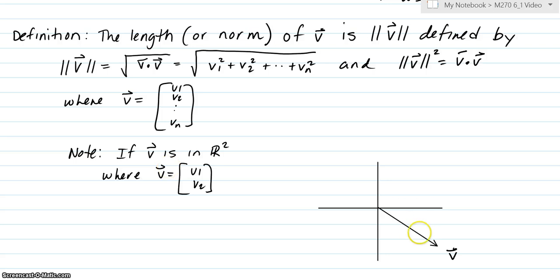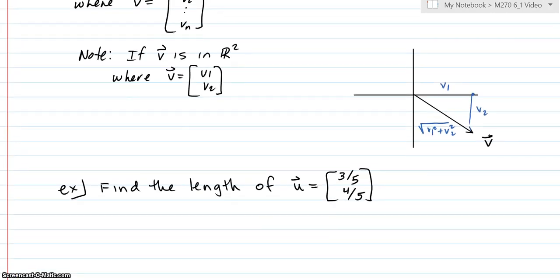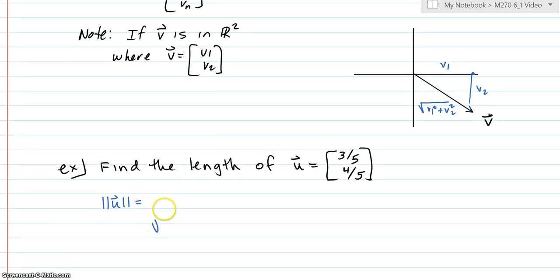If v is in R2, it really doesn't matter where it is. So say it's here. So v1 would be this length, and v2 would be right here, each element. And we know by the Pythagorean theorem, the length is the square root of v1 squared plus v2 squared, which you can see is the definition of the length or the norm in R2. So let's go and find the length of this example. What is the norm of u? It's going to be equal to the square root of u1 squared plus u2 squared.